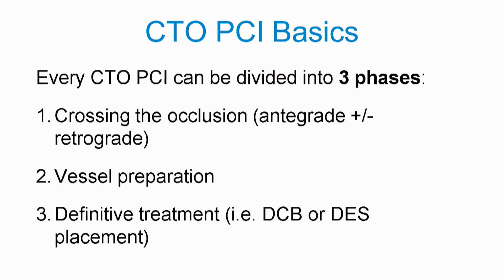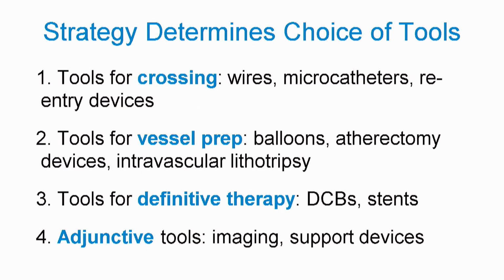Any CTO PCI can be divided into three phases. There's crossing the occlusion. This can be antegrade or retrograde. Then there's vessel preparation once you have successfully crossed. And after that, there's definitive treatment. And so a lot of the tools have to do with actually making sure that the crossing is successful, because unless you cross, there is no CTO PCI to be done. So the strategy of what you're trying to do then determines the choice of tools.